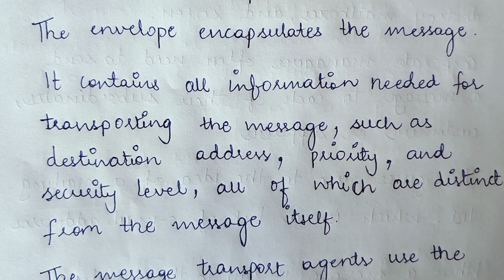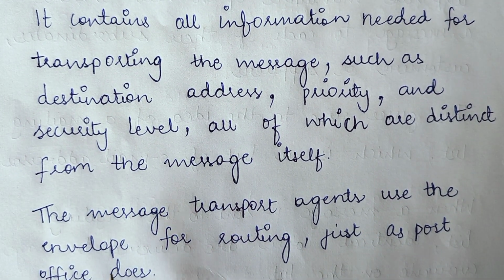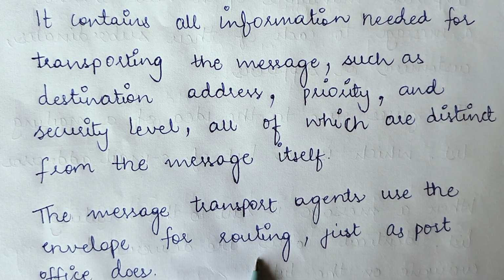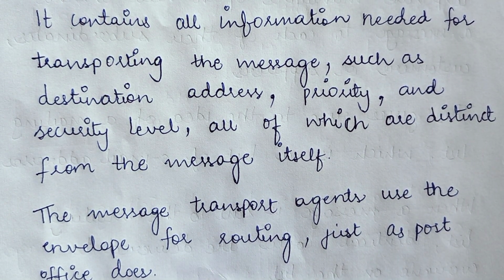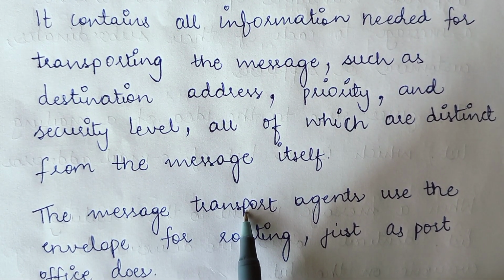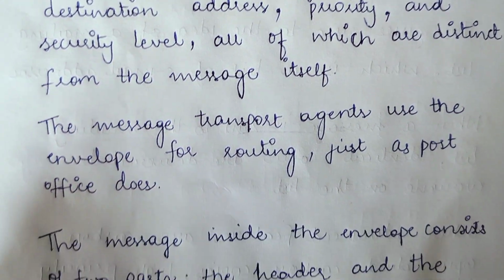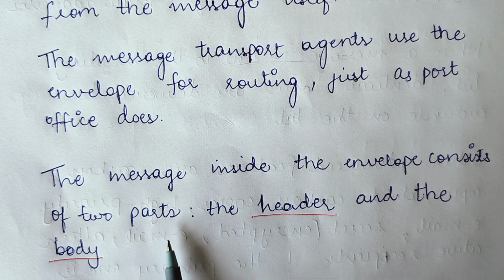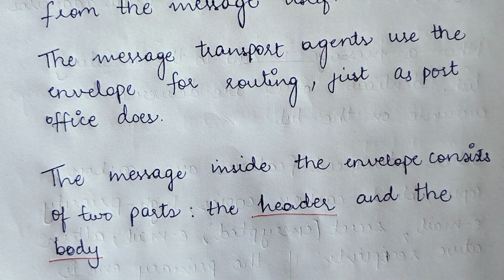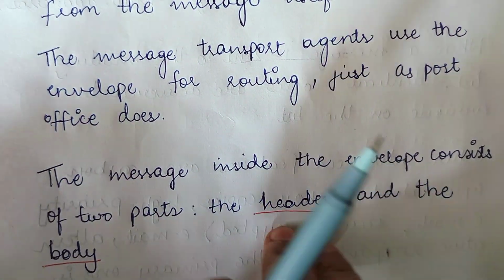So that is all contained in the envelope, and then the envelope encapsulates the actual message or the email, whichever you call it. So the message transport agent uses the envelope for routing, just as the post office does. Just as the post office uses the envelope and the address on the envelope for posting a particular letter, similarly the message transport agent, as we said, there are two subsystems, the user agent and the message transport agent. So here the message transport agent uses the envelope for transporting the message. The message inside the envelope consists of two parts, the header and the body. The header has the destination address, source address, subject and some other related fields, and the body is where you compose the actual message.